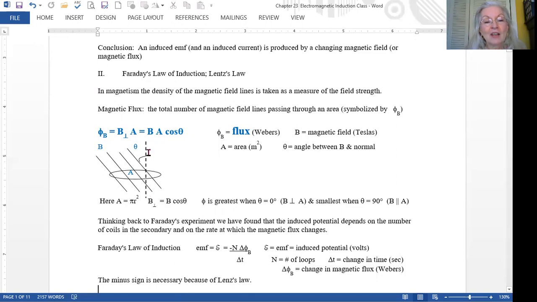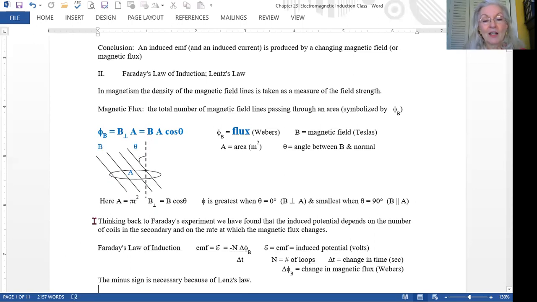So here, this dashed line is our imaginary vertical line. The oval is our cross-sectional area. The diagonal lines coming down are the magnetic field, and this angle is theta. So the flux, the magnetic flux, is BA cosine theta, and we measure it in Webers. Webers are our unit of measurement.